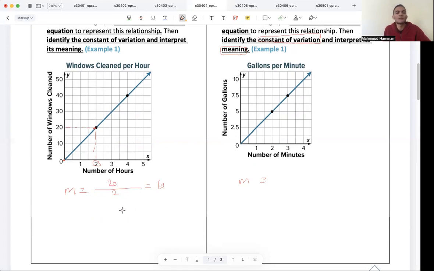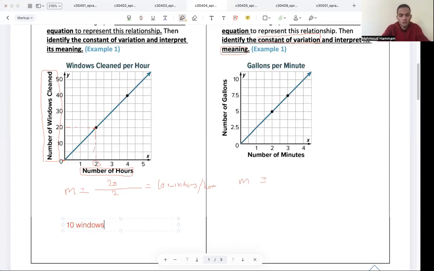But what is the meaning of this 10? What did we divide? We divided the number of windows by the number of hours, correct? Yes, y divided by x. So we can say that this 10 is 10 windows cleaned per hour. Now in English, you can just write it. Let's write it together.